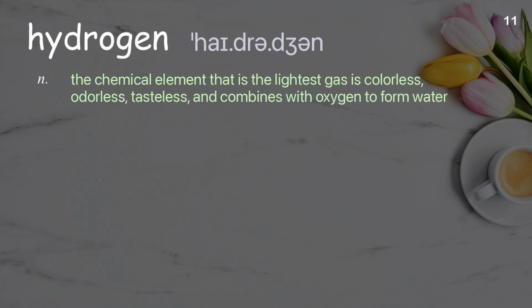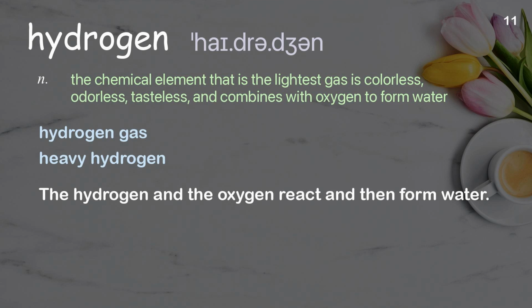Hydrogen. The chemical element that is the lightest gas, colorless, odorless, tasteless, and combines with oxygen to form water. Examples: Hydrogen gas. Heavy hydrogen. The hydrogen and the oxygen react and then form water.